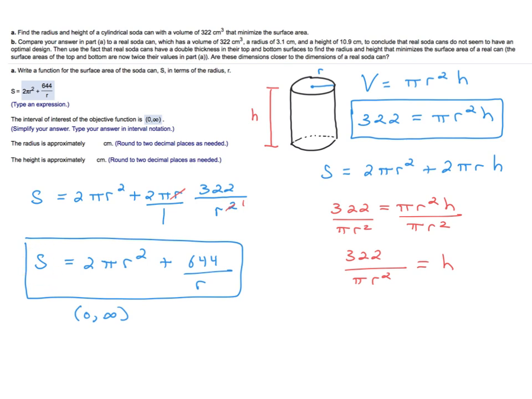So what we're going to do is take the derivative of S and set it equal to 0 and solve for the critical points. I think it'd be good to rewrite our function for the surface area as S is equal to 2 pi r squared, and instead of having this r in the denominator, I'm going to move it to the numerator and give it an exponent of -1. So that is 644 times r to the -1. This is the equation that I'm going to take the derivative of.